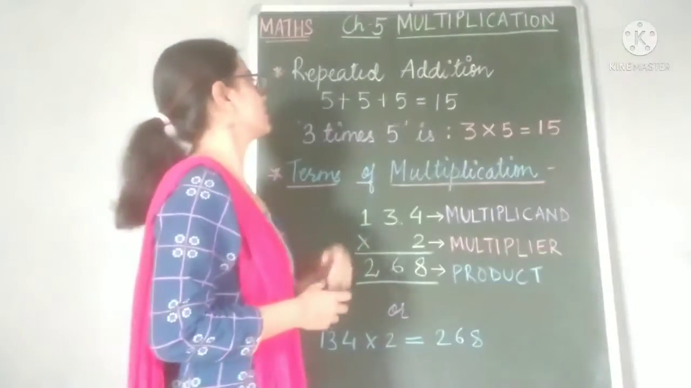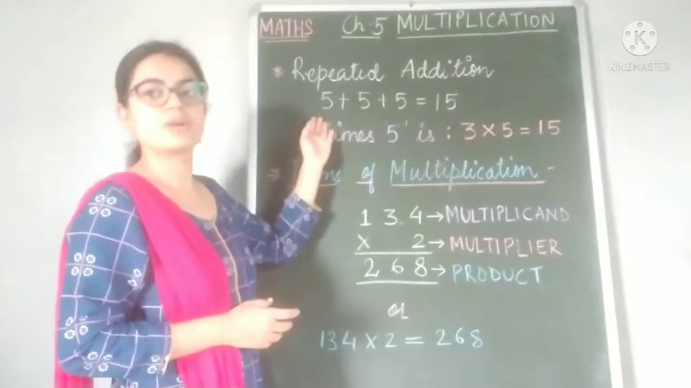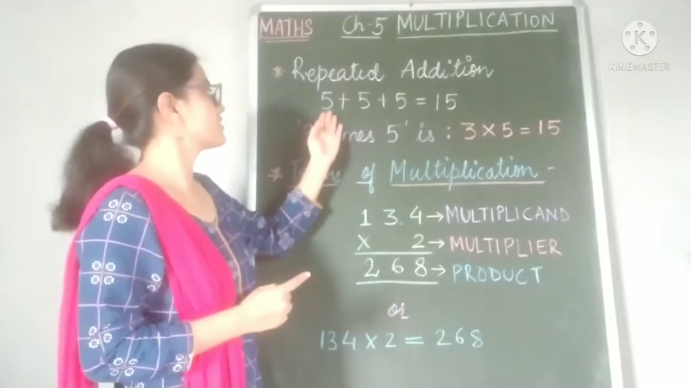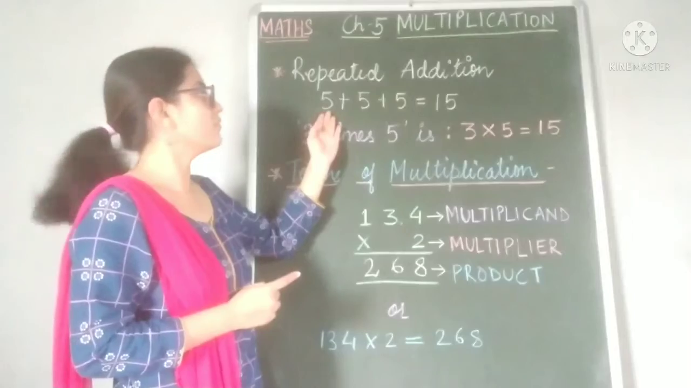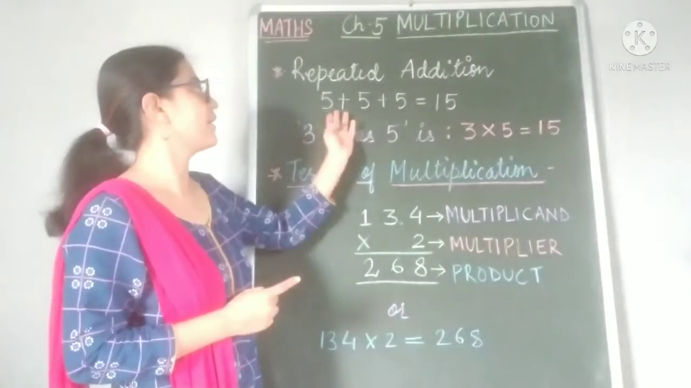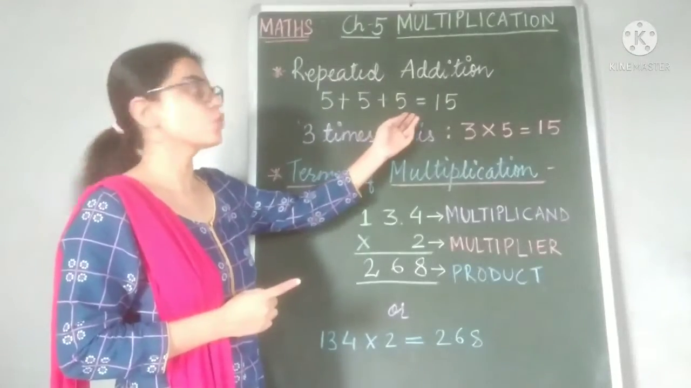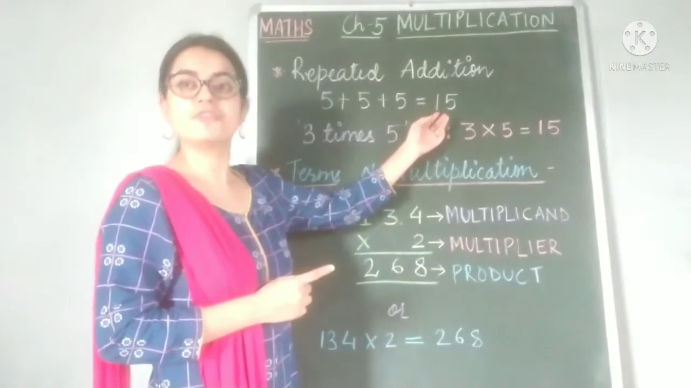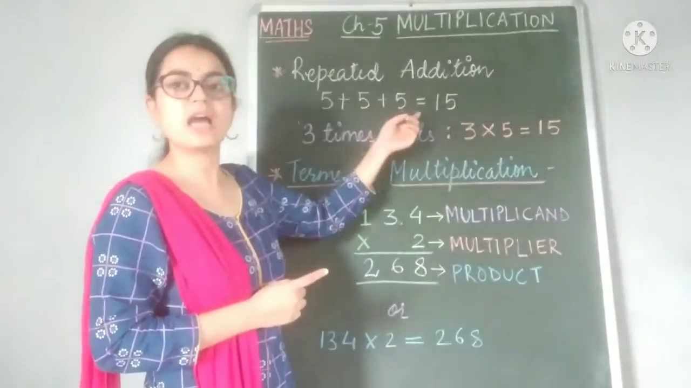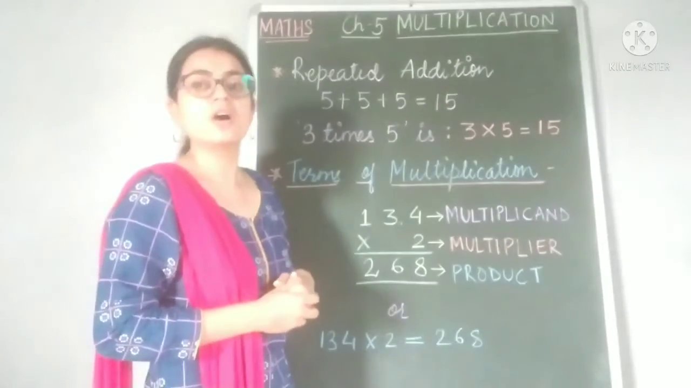That is, if we take a number and add it repeatedly, again and again. Say for example, we have taken 5 and we are adding it once, twice, thrice. That is, we have added 5 3 times. So what answer do we get? We get 15. So when 5 is added 3 times, the answer is 15.